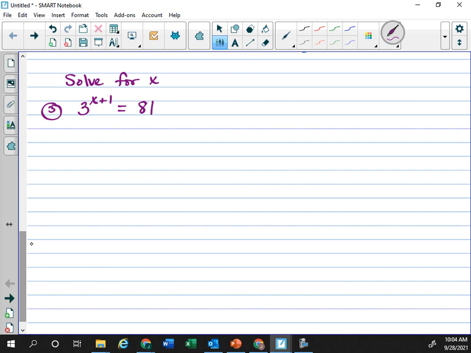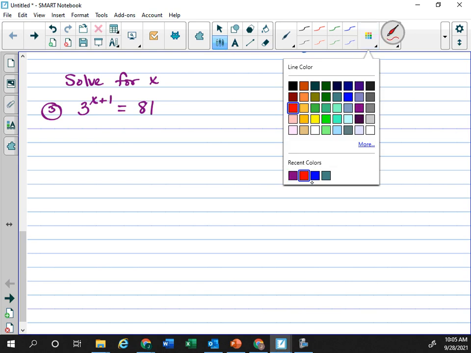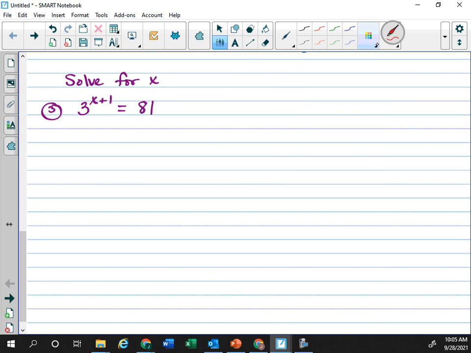When your variable's in the exponent, it's a different kind of equation to solve. You can't use your normal methods of solving to figure it out. This one, we can make the bases match. Later, we'll get into some equations where you have to use logarithms to solve. This one, you don't have to, though. You can actually make the bases match.